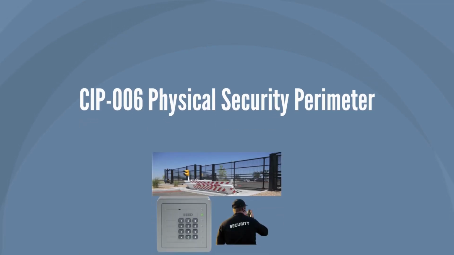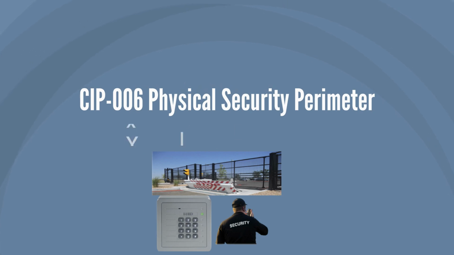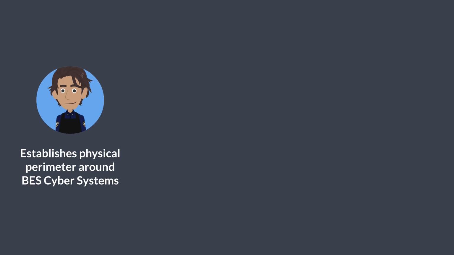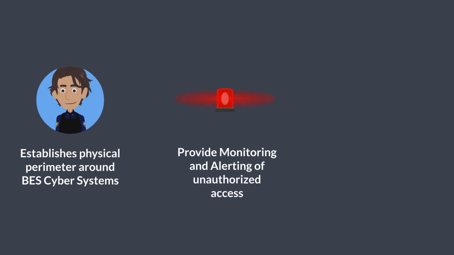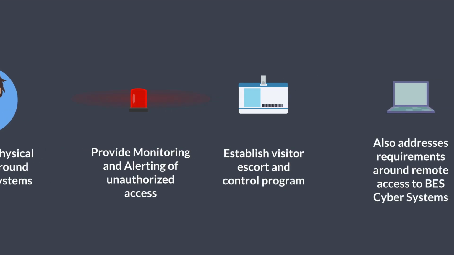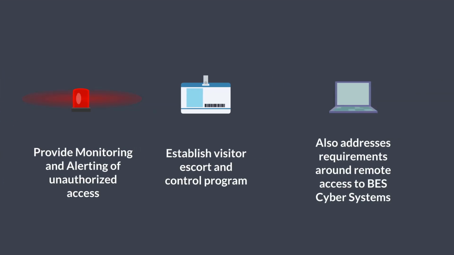CIP 6, Physical Security Perimeter. Physical layers of protection. Establishes physical perimeter around BES cyber systems. Provide monitoring and alerting of unauthorized access. Establish visitor escort and control program. Also addresses requirements around remote access to BES cyber systems.